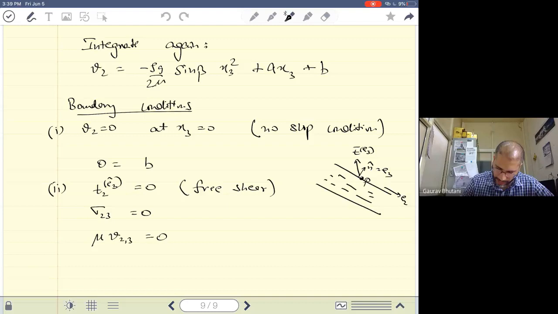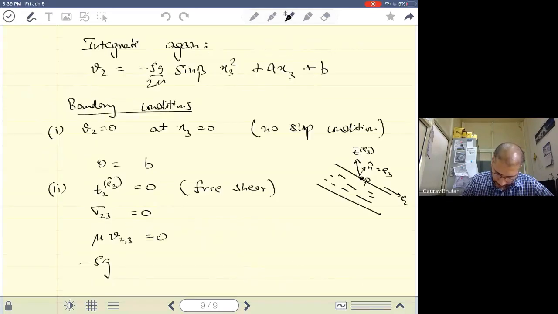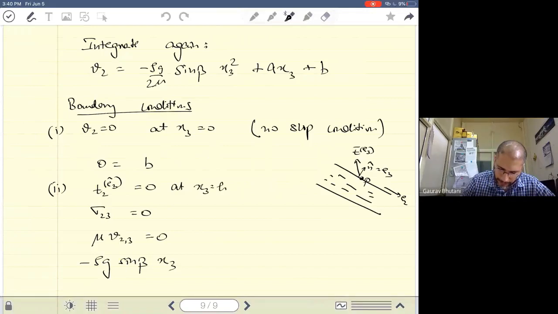So that means mu times minus rho g sine beta x3, oh well, x3 on the surface. Let me write the complete thing. So T2 E3 is equal to 0 at x3 equal to h. Okay, so that's on the surface of the flow. So this x3 that I've written actually is h.